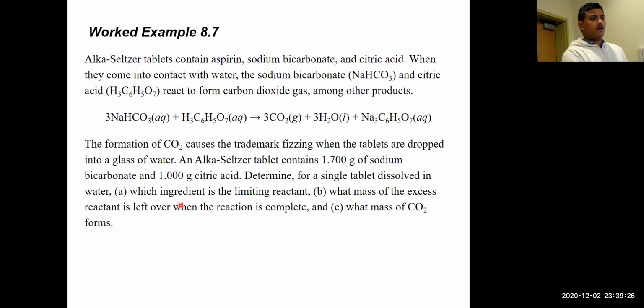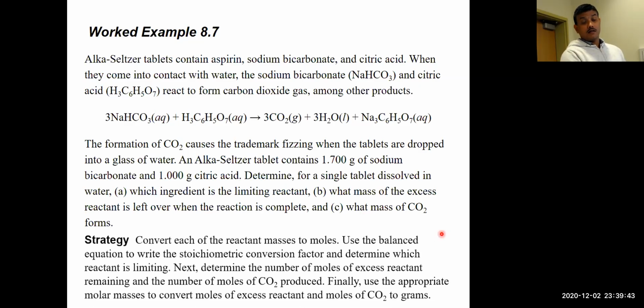And C asks what mass of CO2 forms. So to answer C, you need to have an answer for A. What is the limiting reactant? Because the answer for A is responsible for the mass of CO2 formation, because the limiting reactant is the determining factor in predicting the maximum amount of product that you can produce.